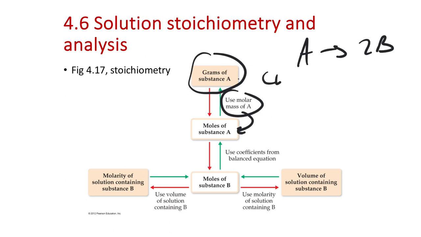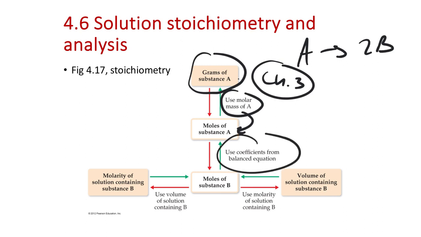So again, chapter 3 had us going through mass of A, molar mass of A, converting to moles of A, and then we can convert to moles of B using the coefficients in the reaction. So if I give you 5 grams of A, you can convert to moles of A if you know the molar mass, and then you can figure out for every mole of A, you need 2 moles of B to form. Molar mass of B would get you the mass of B.